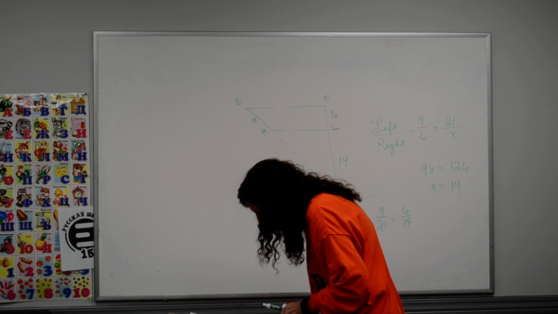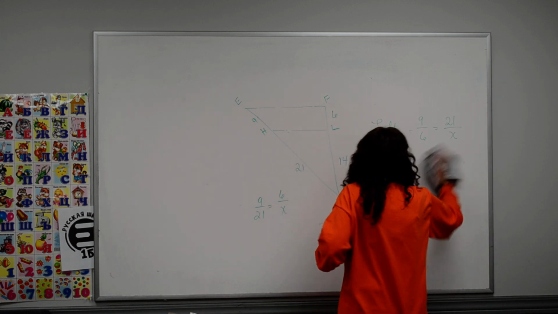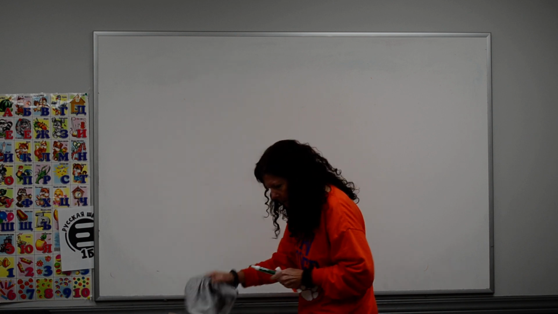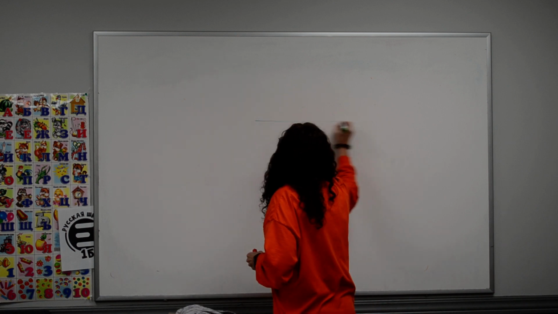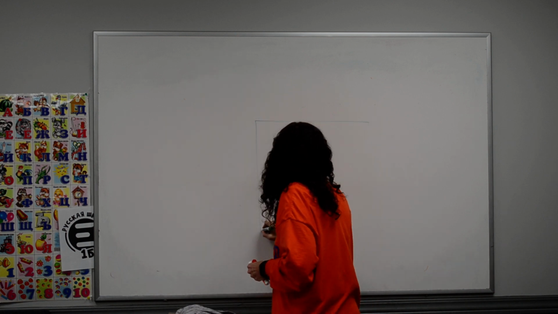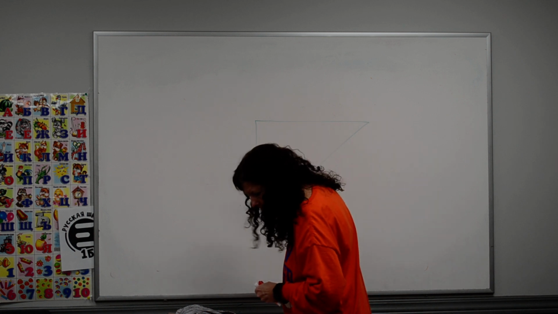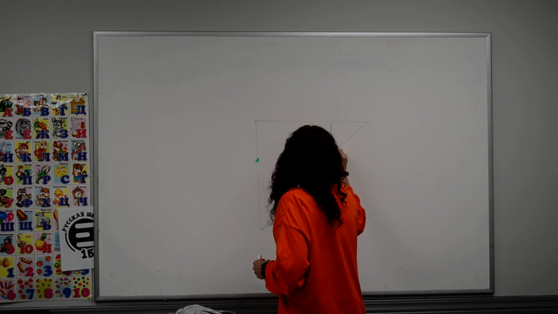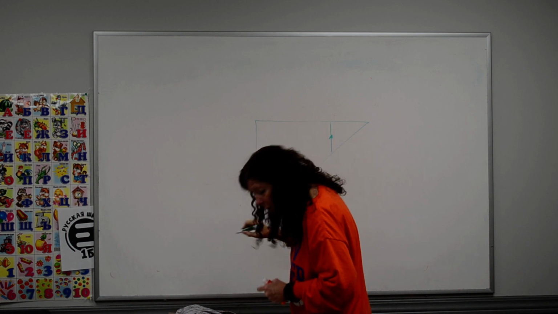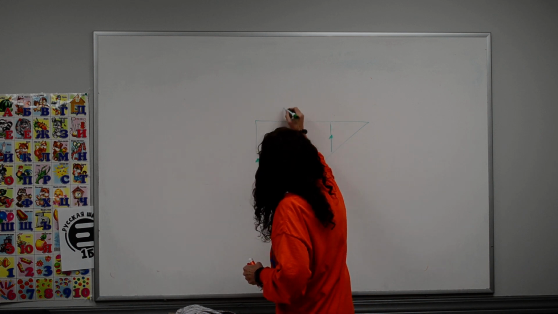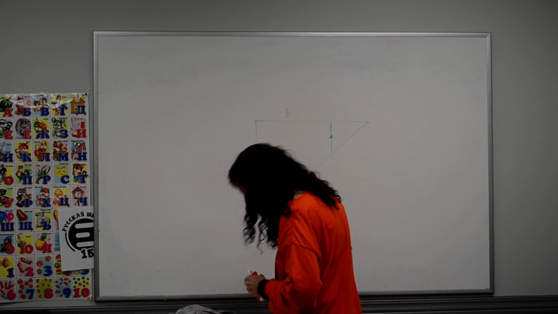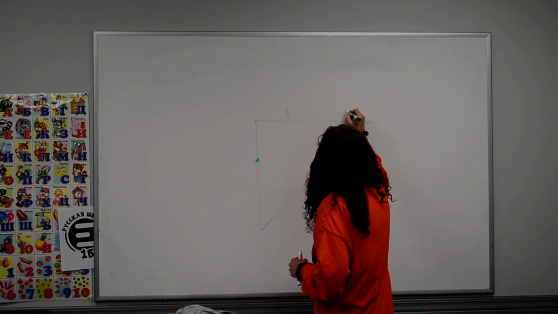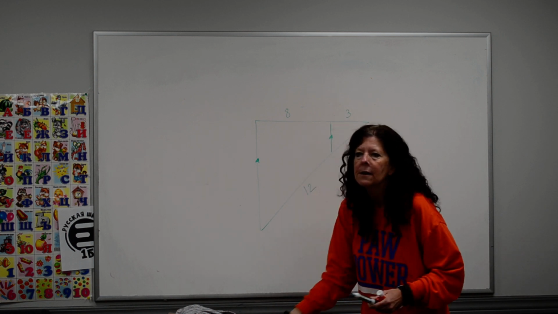I'm going to give you one to try. Like I said, I find these easier because I can't turn the triangles on me. They tell me that those two are parallel. This is x, or this is 8, this is 12, this is x, and this is 3. Find x.